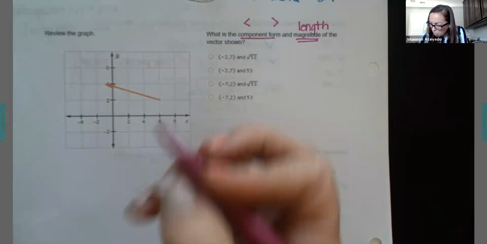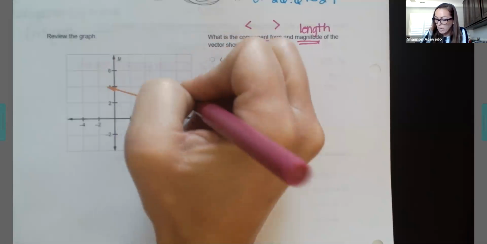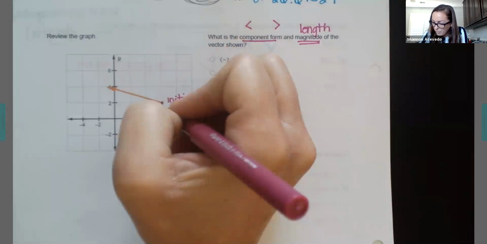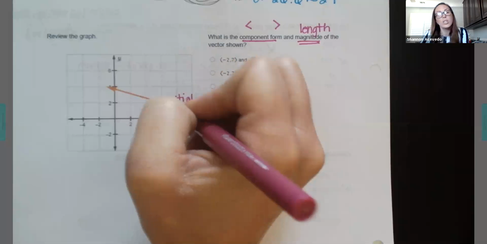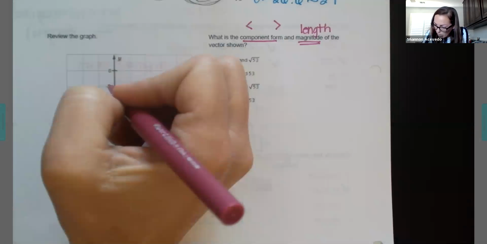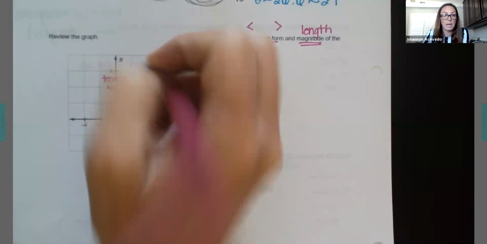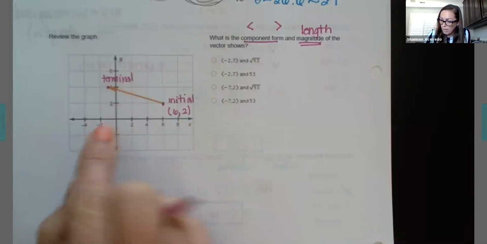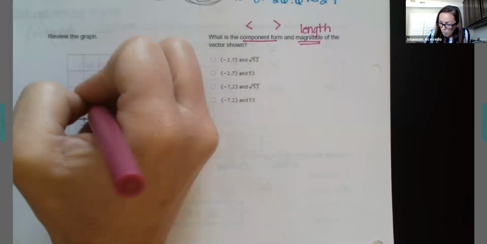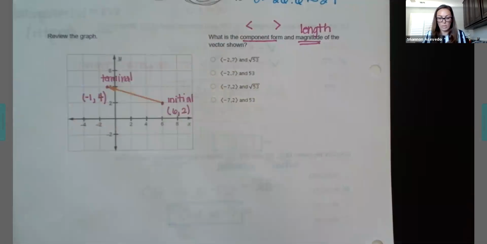So when I look here at this point, this is my initial, this is where I'm starting, because I always start at the end point. And that point is at 6, 2. They didn't tell me it, but I can easily identify it from the graph. And this would be where it's ending, that terminal point. Now remember, the graph's counting by 2s, so this is halfway. So I would say it's going to be a -1 and a +4. So those are the points that I'm going to use.